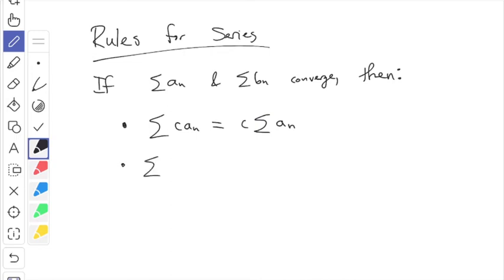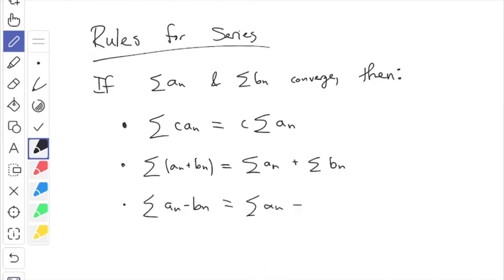Here's another one. If I have the sum of two things added together, we can break this into the sum of the one thing plus the sum of the other thing. If we already know that the two things on the right converge, then it is legal to break up the sum of two things into the sum of the first thing plus the sum of the second thing. And this rule is also true for subtraction. Not a surprise. All right.